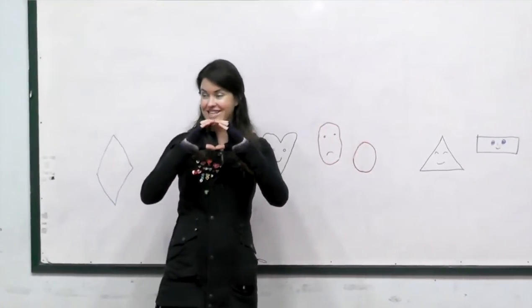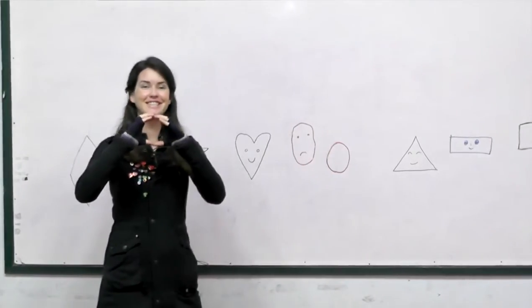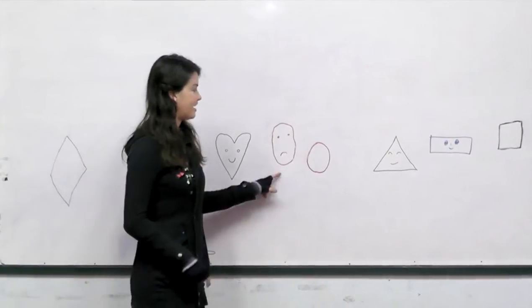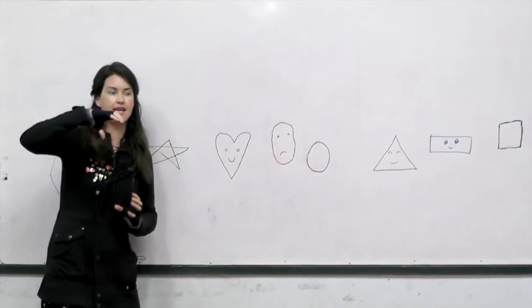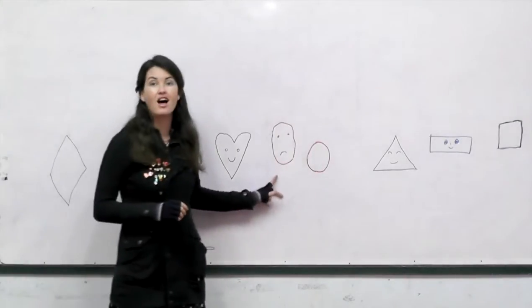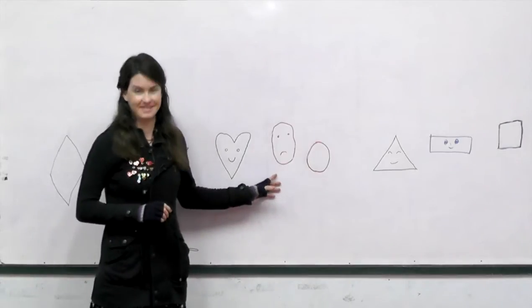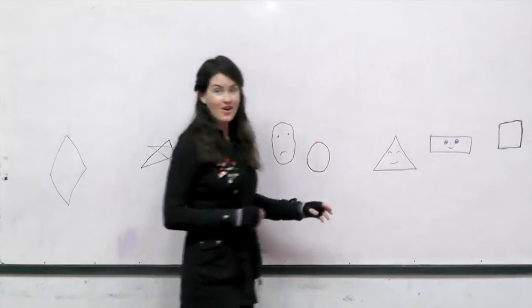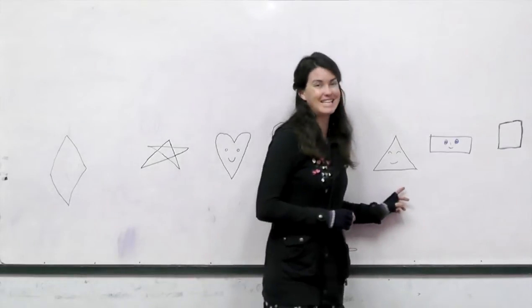What's this? Circle. Like a pumpkin. And the one that's long like an egg. Oval. Like a chicken egg.